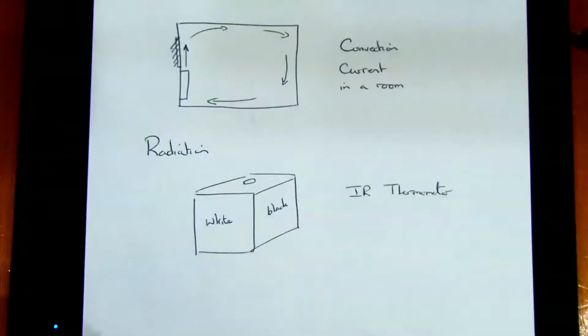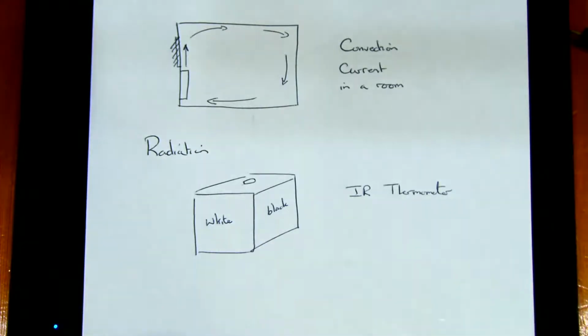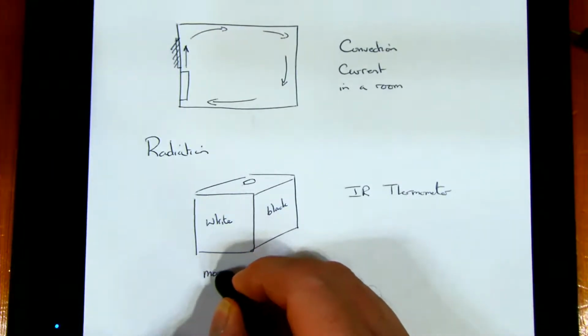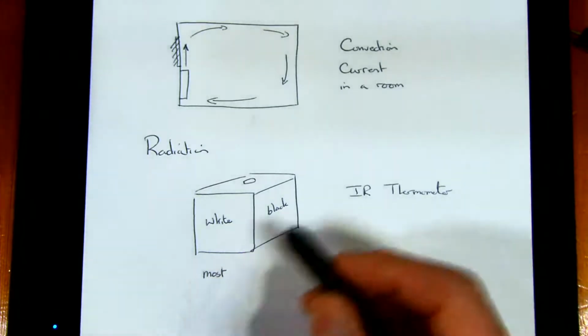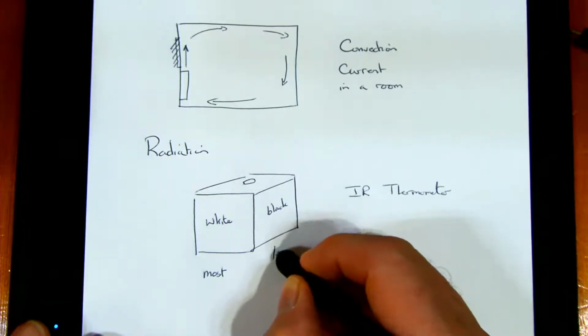Okay, thank you, Paul. So there we've got the radiation. We saw that we had different surfaces. We had white and we had black. And these surfaces, when we look at them with the infrared thermometer, the white seemed to be giving out the most temperature. The most heat was coming out there. And the black surface was giving out less.